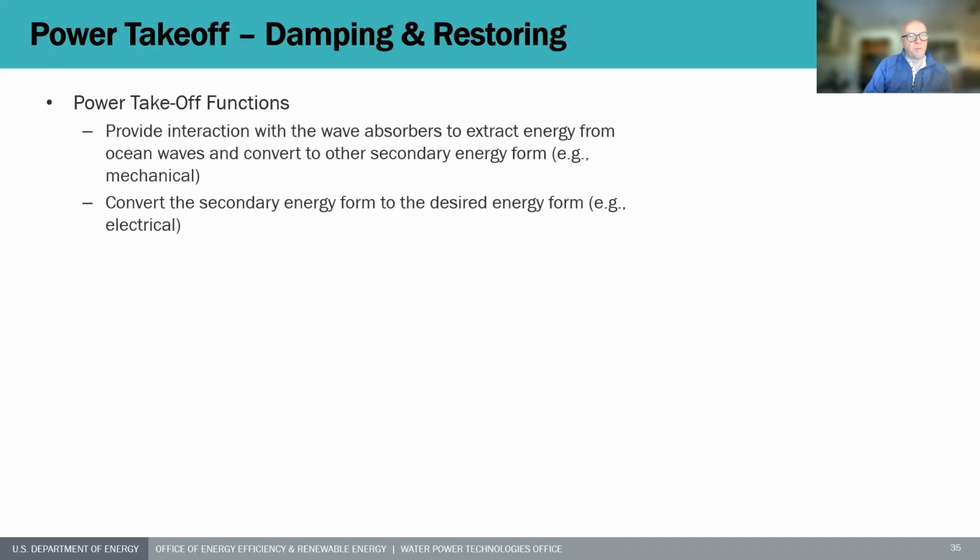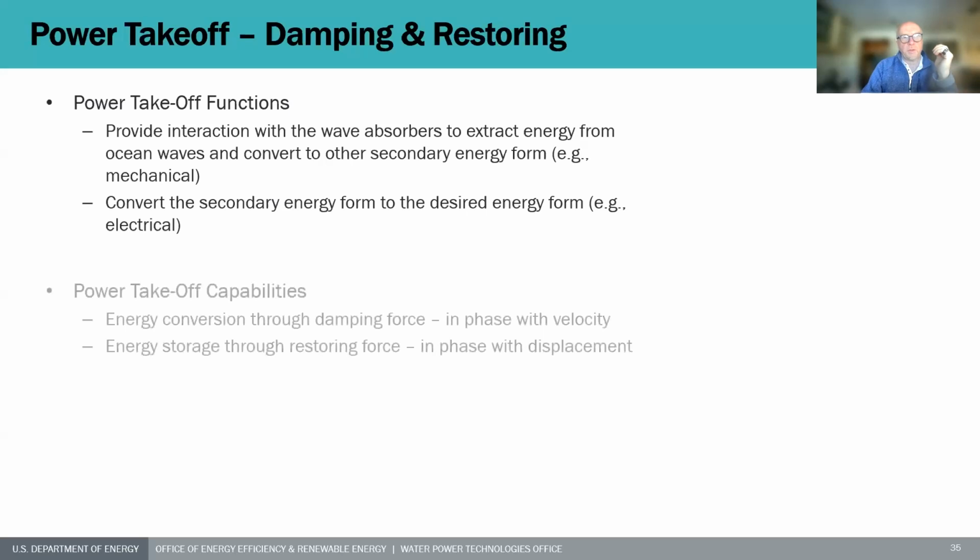So it has to do two things. It has to deliver the right interaction with the waves so that we achieve exactly what we just described. And that means that the wave energy is converted into a primary other form of energy, which is usually mechanical energy in the simple examples we have. The next step, it needs to convert the secondary energy into the desired energy, which is typically electricity.